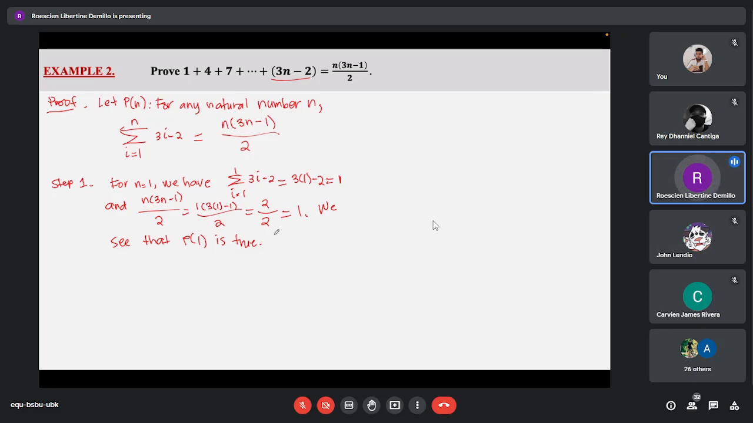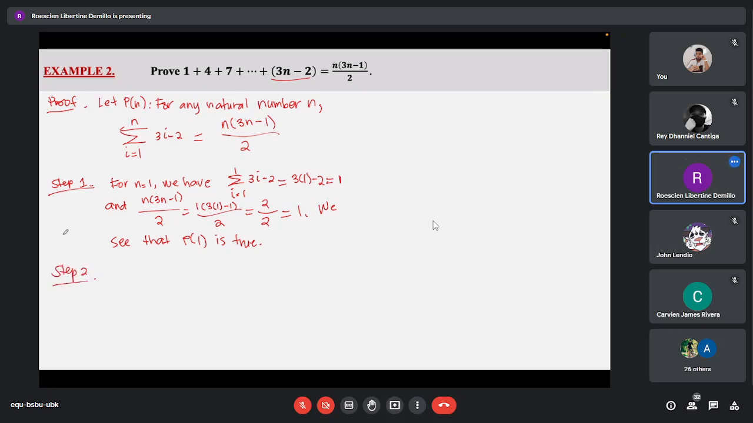So, technically, class, in step 1, we just show that it works if our n is equal to 1, or we have P1 rather. And we can only say that it is true if the left side and the right side are equal to each other. Okay, now let's proceed to the second step.